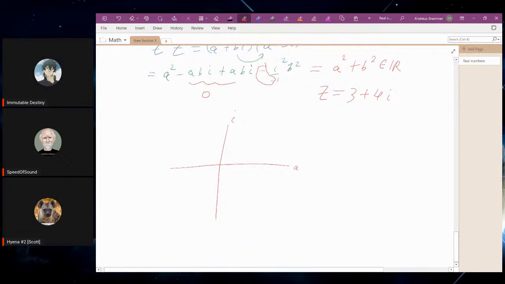Okay, so that means that for the i I have to go up 4, and a, which is a real number, means I have to go 1, 2, 3. So I go to the right 3, and I go up 4. So 1, 2, 3, 4. And my number will rest on this position right here.